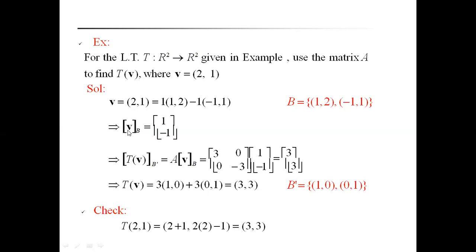Find the coordinate matrix of V relative to the basis B. From this we get this one. Therefore, by using this formula, we write this one. Therefore, T of V relative to the basis B dash is equal to (3, 3). That can be written in the form of a linear combination of the vectors of the basis B dash: 3 into (1, 0) plus 3 into (0, 1), that is equal to (3, 3).